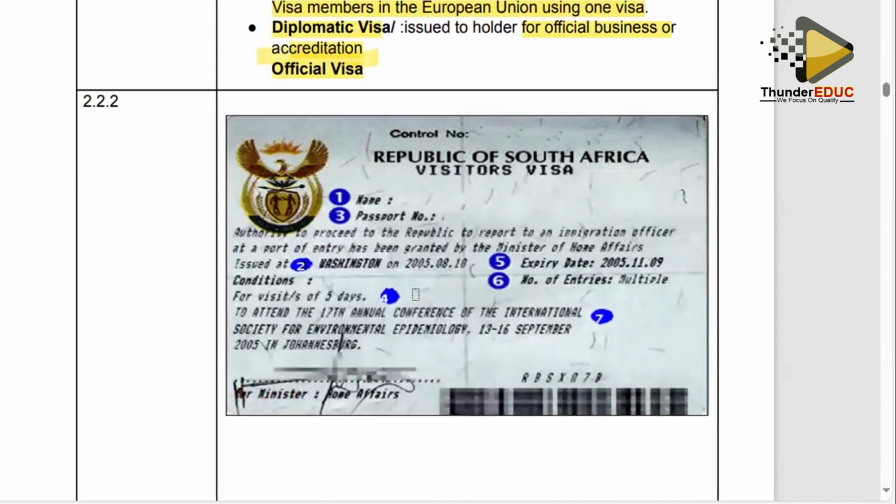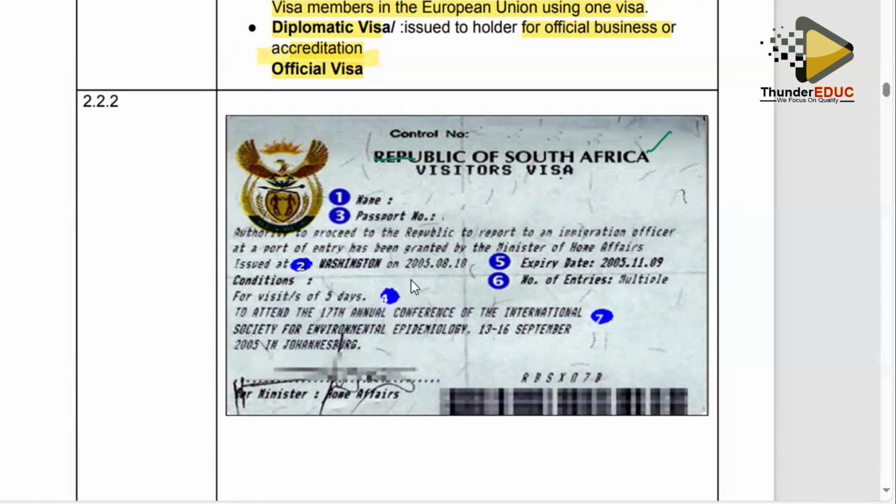So what we have on display is a visitor's visa. This is a visitor's visa, which is issued by the Republic of South Africa. The first thing is that it has information on the issuing authority. In this case, it is issued by the Republic of South Africa. It is known as a visitor's visa. Then we have the name, which is the name of the traveler. The passport number of the traveler should also appear there.